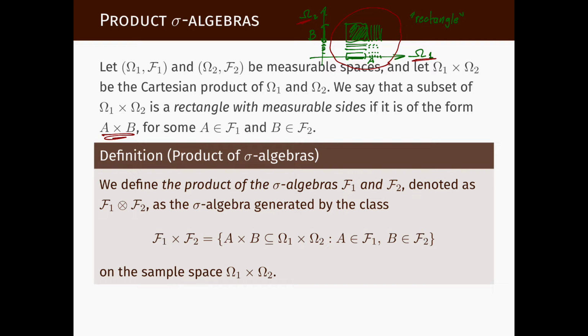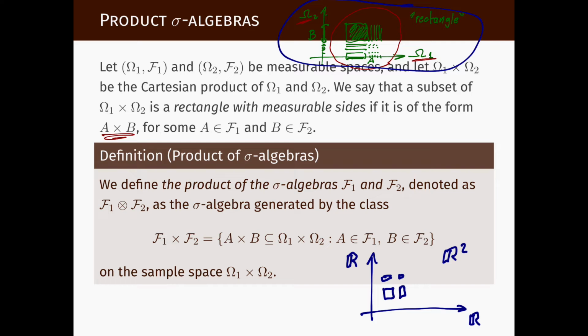So of course, this is a very strict class of subsets of the Cartesian product. Let's think of the main example of a Cartesian product as the plane. Here's the plane as being a Cartesian product of the line and itself. There are many sets on the plane that are very nice, and they are not necessarily of this form, a Cartesian product of two things. So a set of this form is not a Cartesian product, but this is still a nice set. And this is how we define the product of sigma algebras.